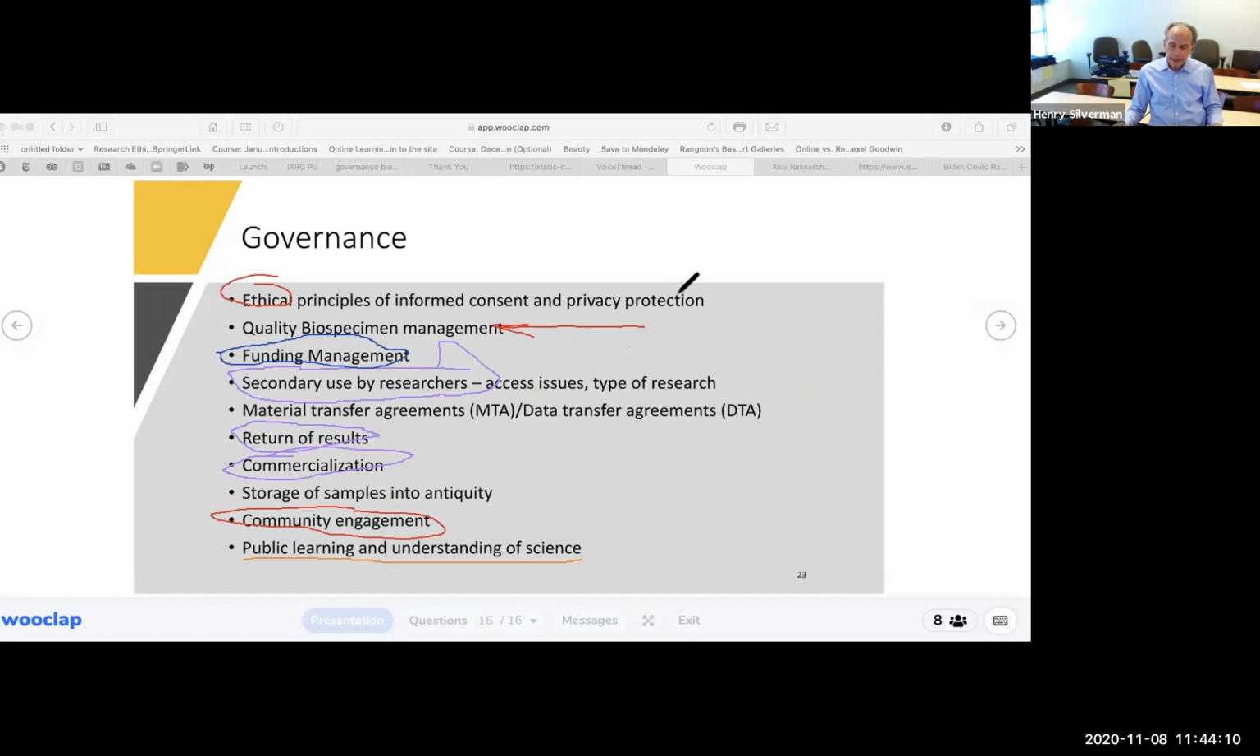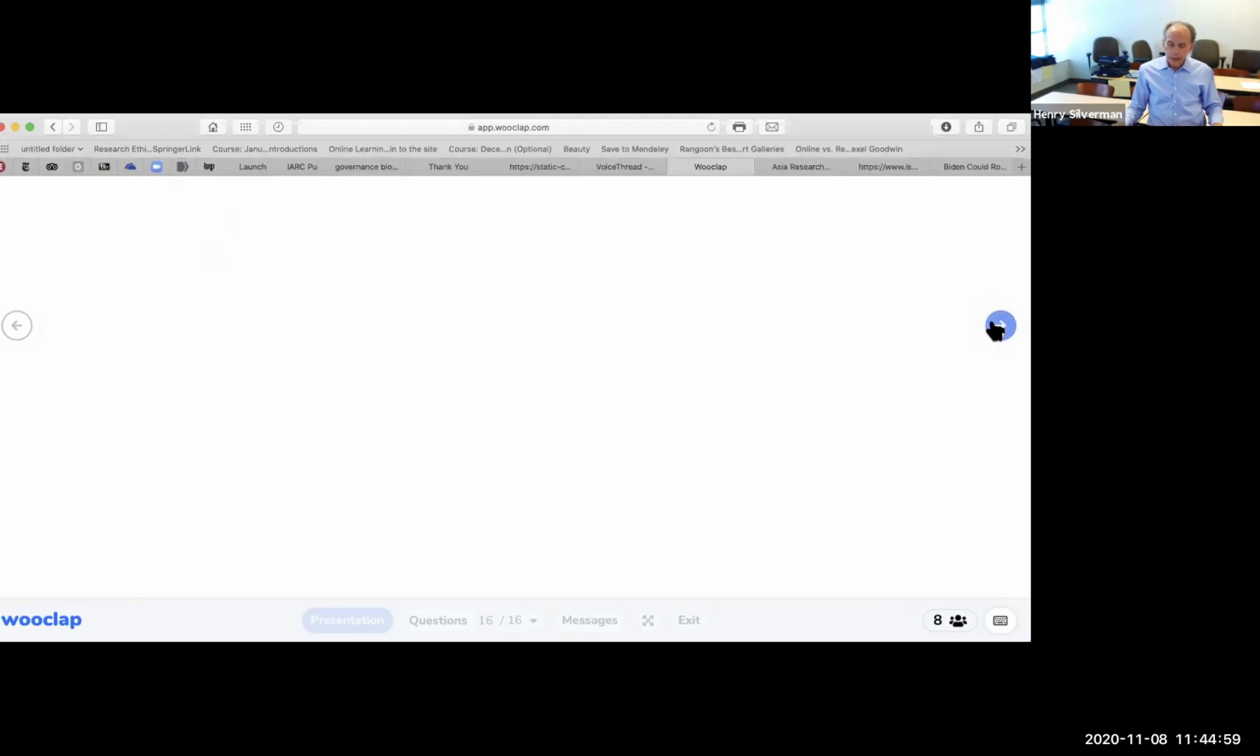And as you can see here from this list, it's more than just informed consent. We have funding issues, what kind of secondary use by researchers, what's the makeup of the MTA and the DTA agreements, return of results, commercialization, and also educational efforts. So the major thing I want to get across with this slide is that, one, there's a lot of issues involved with the governance of biobanks, and the other issue involves the community engagement.